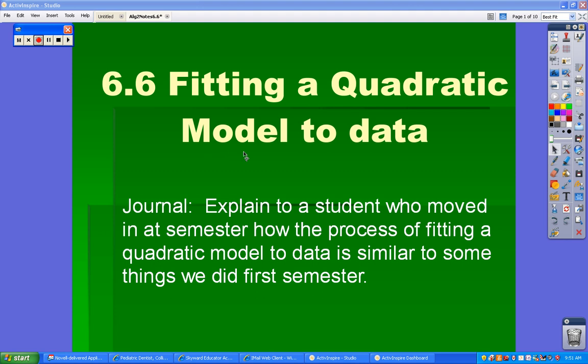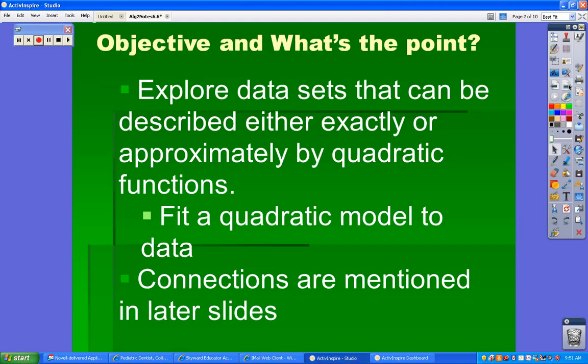Hi guys. This section 6.6, fitting a quadratic model to data, is very similar to some things that we did earlier this year, especially linear regression models. And I think it'll be mostly a review and then a little new concept on systems. But other than that, I think this will be a pretty easy section for you. So let's go ahead and get started.